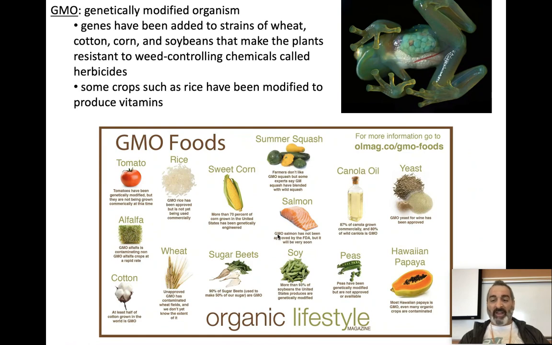They've genetically modified some crops to be more resistant to colder temperatures. So you can do quite a few things with genetically modified foods. All right. And the whole goal is to feed more people.